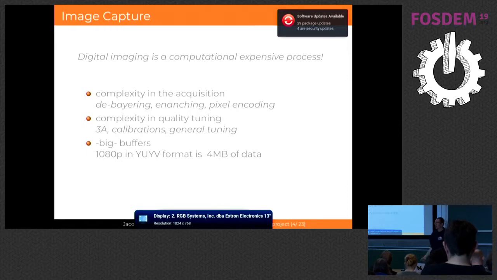It's probably not necessary to state this here in this room, but digital imaging is a complex task. It's not that it's complicated, but it's computationally expensive. It's computationally expensive during the acquisition phase, because you go through all the debayering and interpolation and pixel transformations. It's complex when you have to do image quality tuning, like auto focus, white balancing, auto exposure, whatever. And we usually work with very big buffers, like not that big a resolution in a quite common format. It's 4 megabytes of data, and we are transporting this back and forth to different devices.